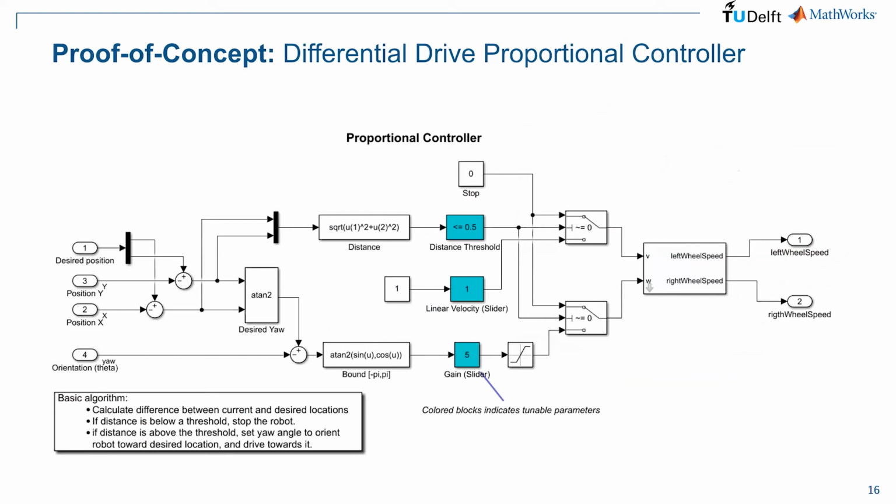This is an example of a differential drive proportional controller, purposely simple to illustrate the concept. The controller tries to steer the robot to a point in 2D Cartesian coordinates. On the left, you have the inputs. You have a desired position, which is the set point of the controller. This is a 2D vector of Cartesian coordinates.